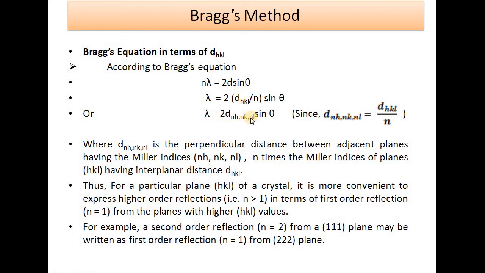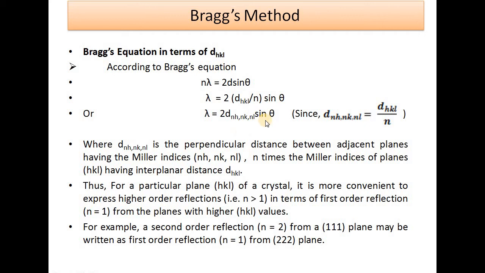So what we can say here, for a particular plane of a crystal having Miller indices hkl, it is more convenient to express the higher order reflections in terms of first order reflection from the planes with higher hkl values. We very well know higher order reflections are less intense as compared to the lower order reflection. The first order reflection from various planes is the maximum intense. So we are expressing the higher order reflection in terms of first order reflection from the planes with higher hkl values. For example, higher order reflection from the plane d_hkl can be expressed in terms of first order reflection from the plane d_nh,nk,nl.